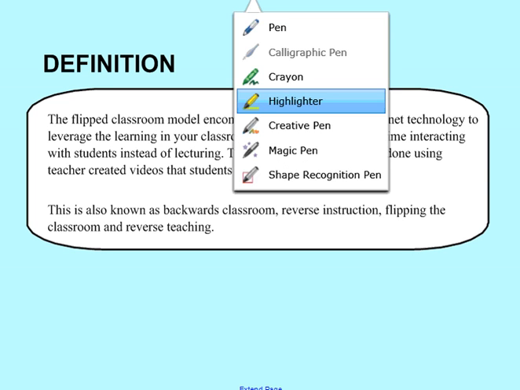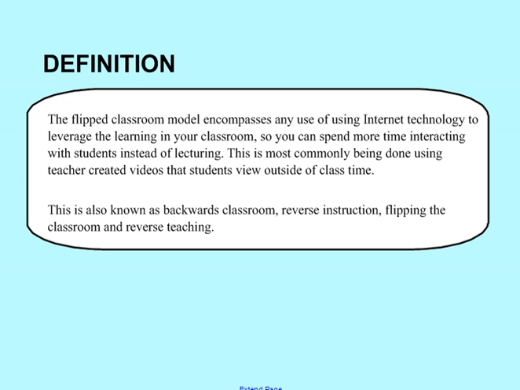So this definition of the flipped classroom model states that the flipped model encompasses any use of internet technology to leverage the learning in your classroom. So you spend more time interacting with students instead of lecturing. This is most commonly being done using teacher-created videos that the students view outside of class time. Other words for the flipped classroom are the backwards classroom, reverse instruction, flipping the classroom, and reverse teaching.